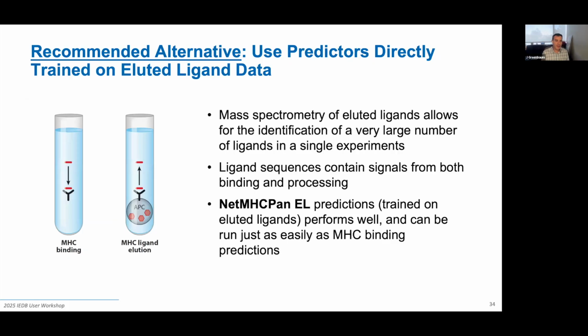And as a recommended alternative, we would say to stick to tools that are trained directly on MHC ligand elution data like NetMHCpan-EL, because that ligand elution data inherently takes into account many parts of that pathway. And you can run this tool just as easily as you can the binding tools.